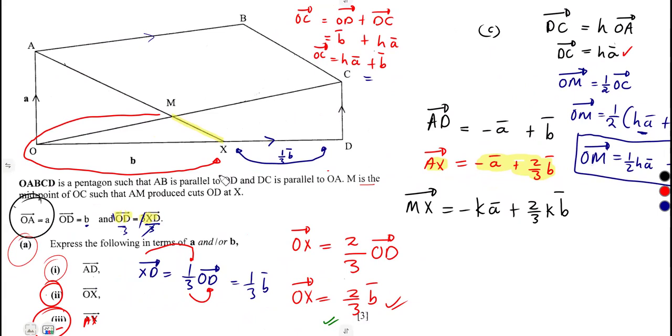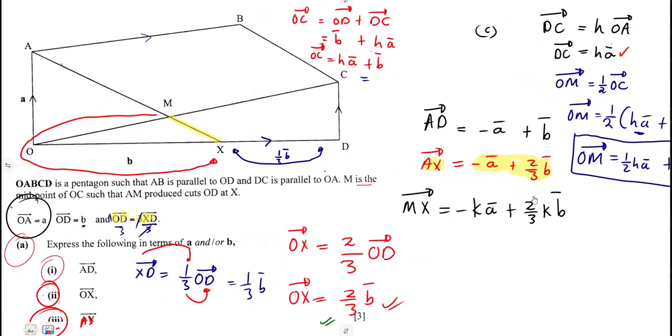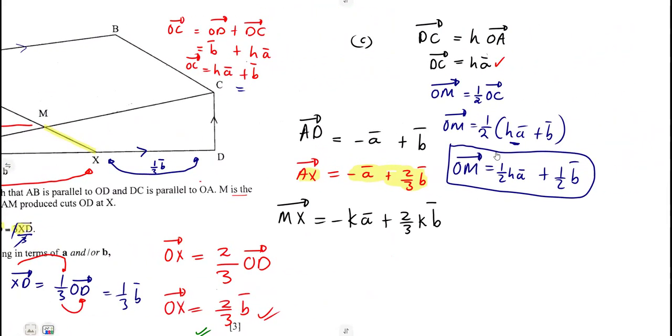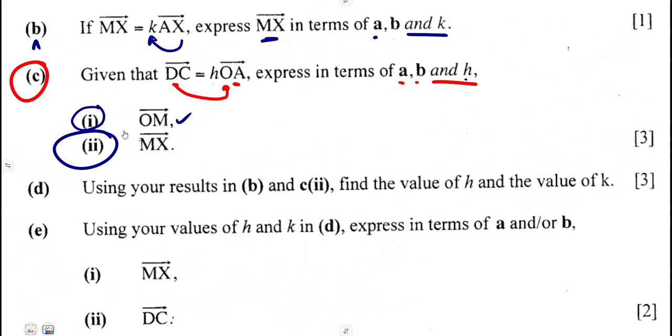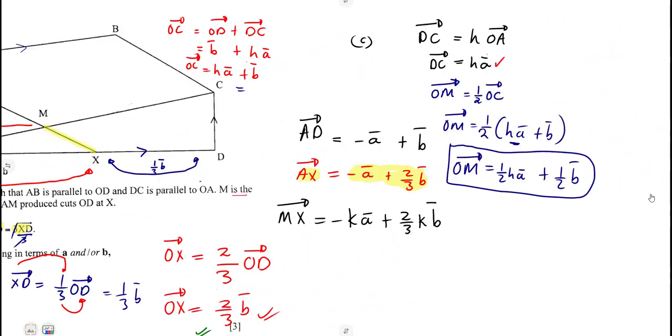From OM, we can find MO, because MO is simply minus OM. So we have got h there. So this is the best route. So let's find MX. So this is item 1, item 2. OM was item 1.